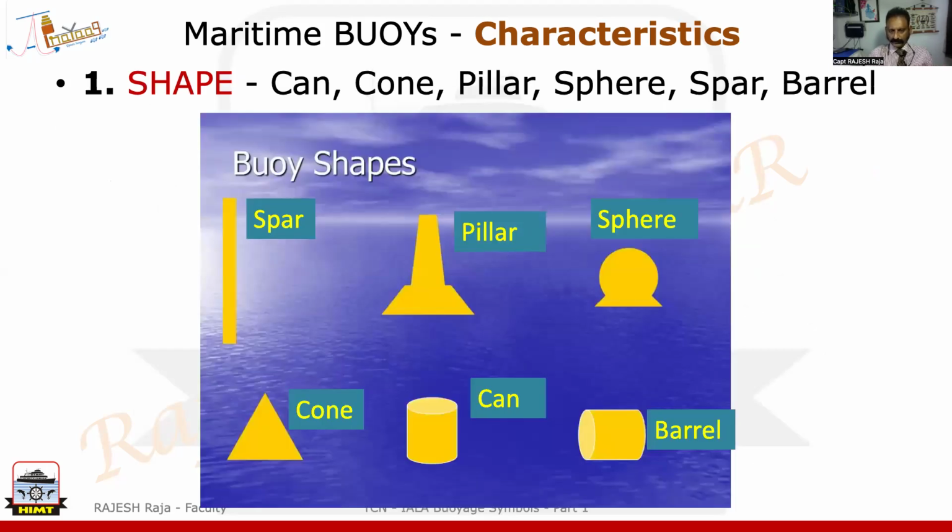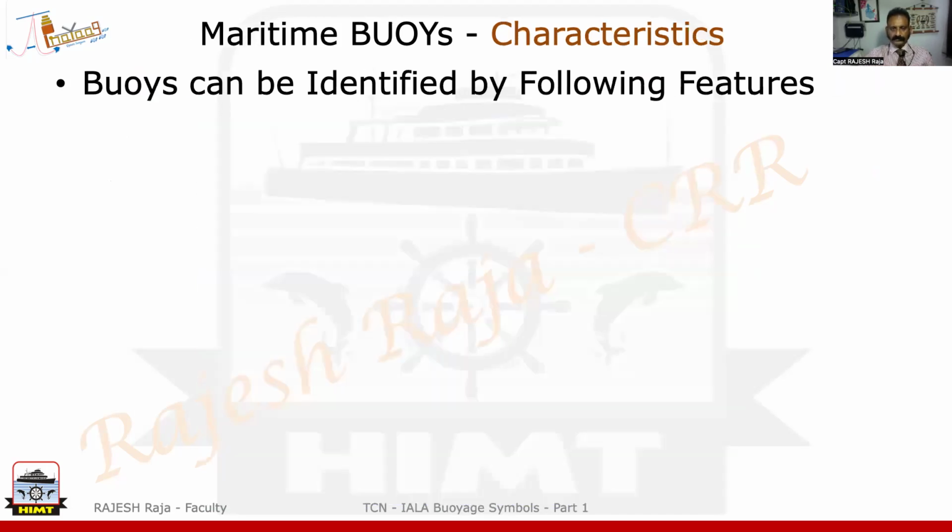See, you can see they are again the same. Your can, which is canister, cone, conical, spear, pillar, spar, and you can have barrels also. But the first five symbols are the most common ones used in your Admiralty and your IALA systems. So these are the shapes you will find on the buoys.